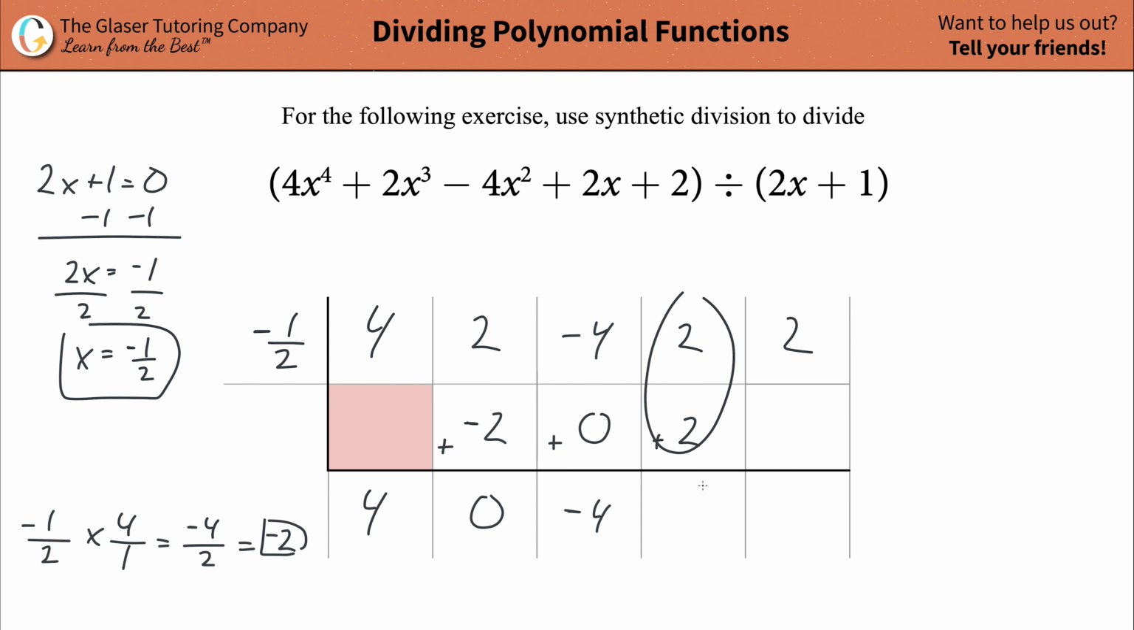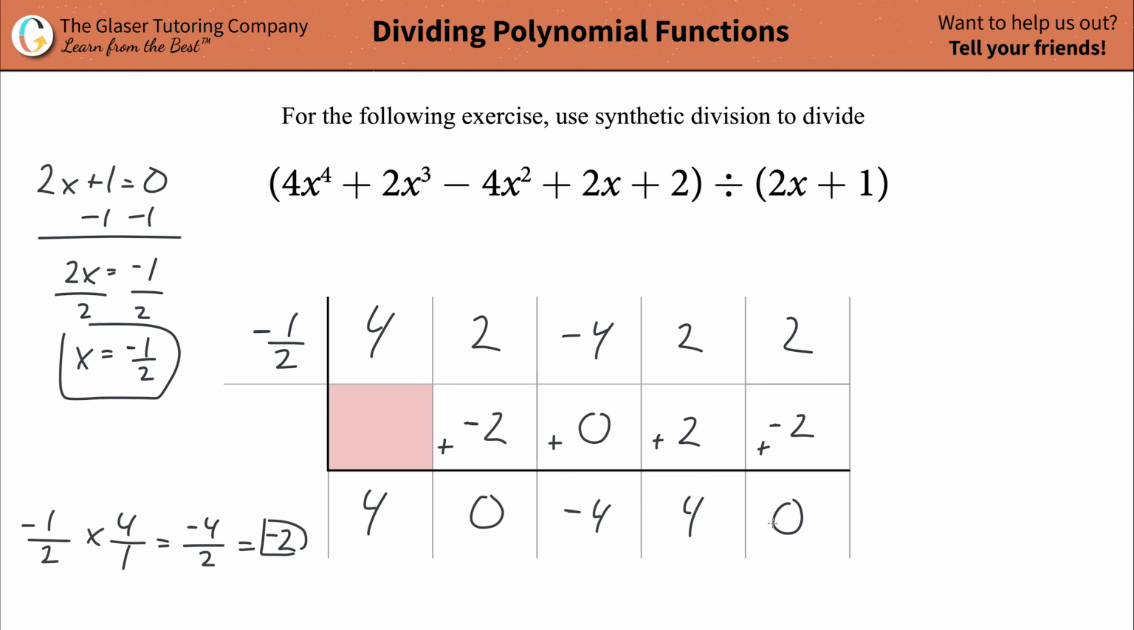Add these two terms together, positive 2 and 2 is going to be 4. And then take the 4, multiply it by the negative 1/2, it's going to work out to be negative 2. And then simply add these terms together in that last column, and that's going to be a total of 0. There's no guarantee, by the way, that this last term will work out to be a 0.